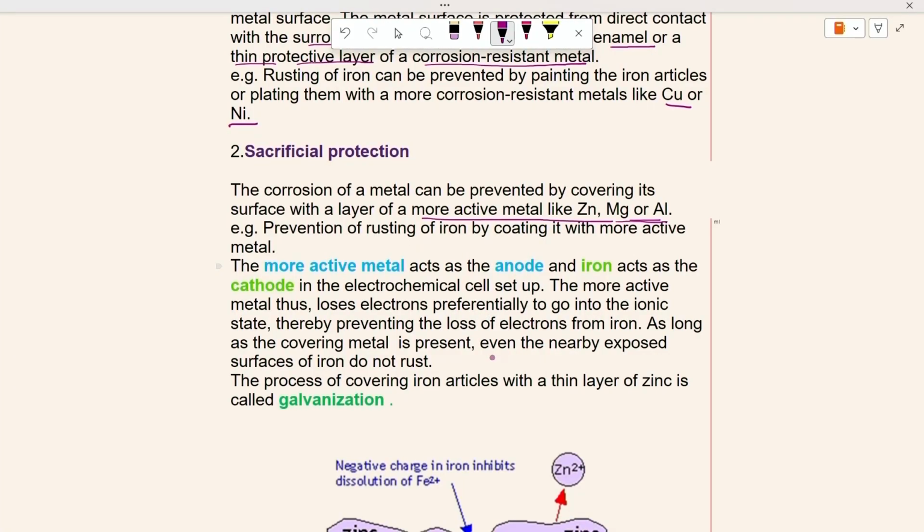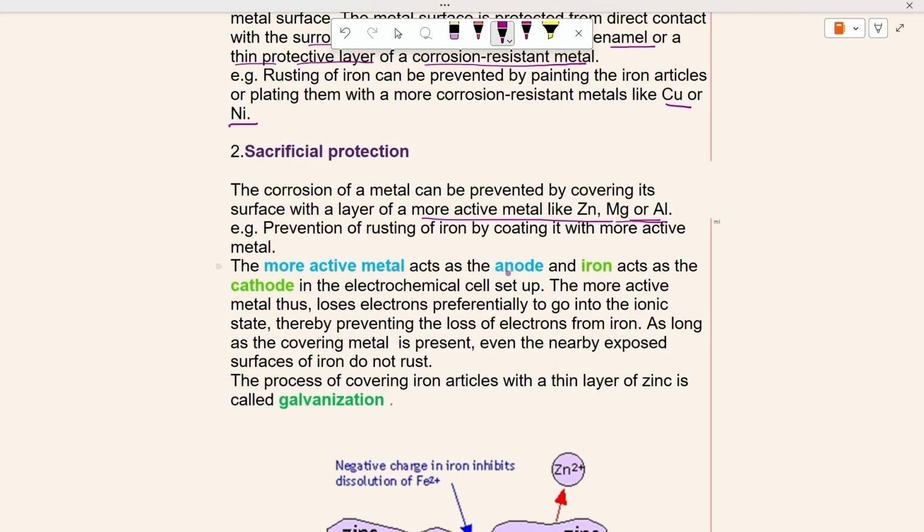Now, the electrons remain in the metal, that is, they are transported to the metal iron. Since the electrons are getting accumulated, iron cannot get oxidized as long as this protective coating is there. Okay, so what is happening? Because of this active metal, a negative polarity is induced at the metal below it, because the active metal gets oxidized and pumps its electrons to the metal, and therefore the metal becomes negatively charged, which prevents its further oxidation.